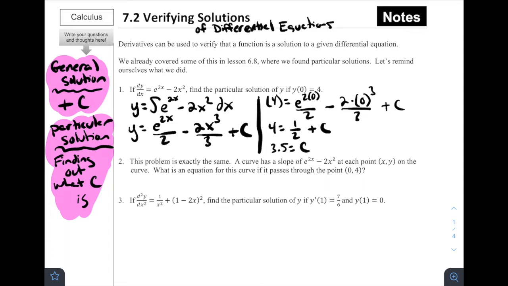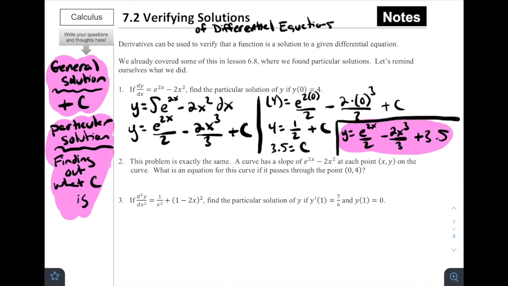So if we want to find our final answer for this, or write this particular solution, we're going to go back to our general form that we had here, our general solution, and we're going to just plug in that c value that we found. So my final answer for this is going to be y is equal to e to the 2x over 2 minus 2x cubed over 3 plus our c value, which was 3.5. This would be my final answer for problem number 1.